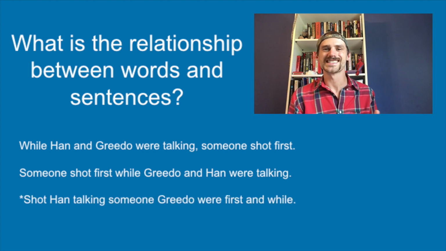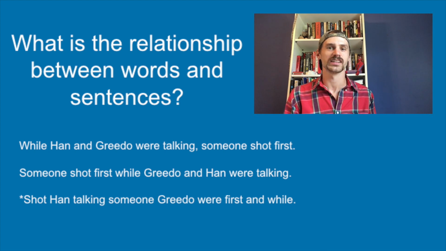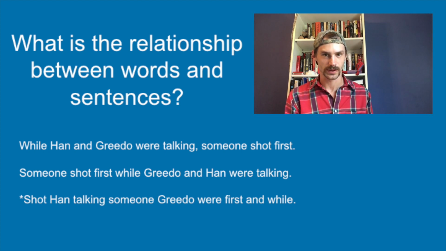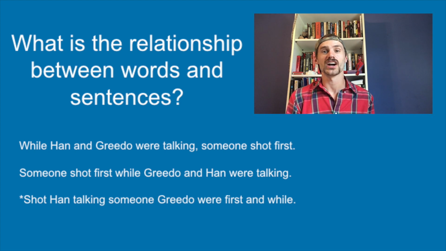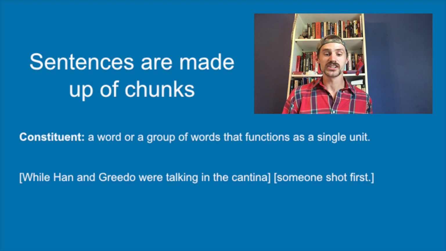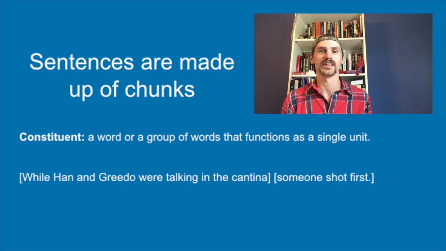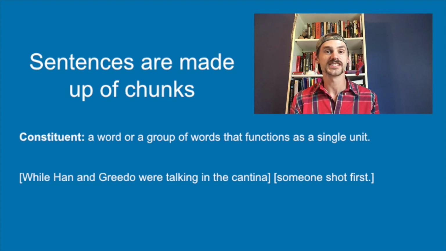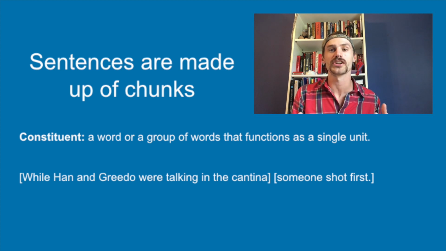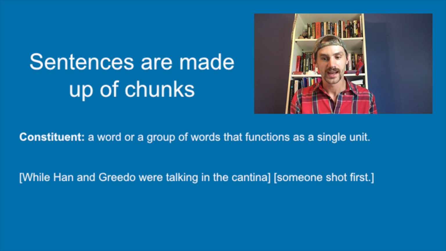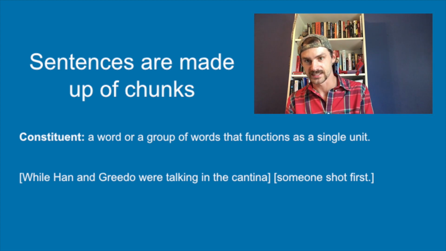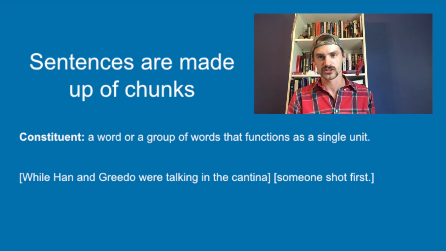So how can we know exactly how much leeway our language allows us for changing words around? In order to discuss this, we need to talk about constituents. A constituent is a word or group of words that functions as a single unit within a hierarchical structure. And you can see here that I've divided the sentence into 2 separate constituents, each of which is meaningful in some way. While Han and Greedo were talking in the cantina, and someone shot first.